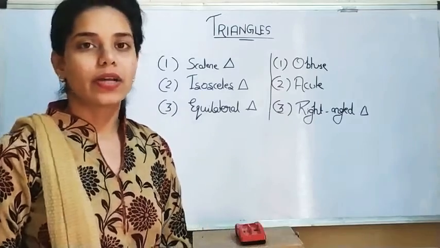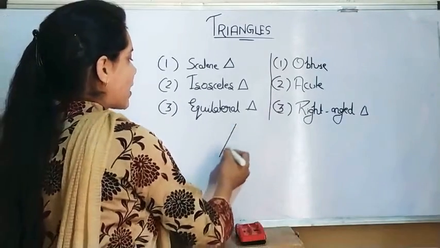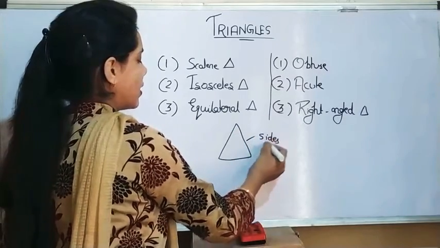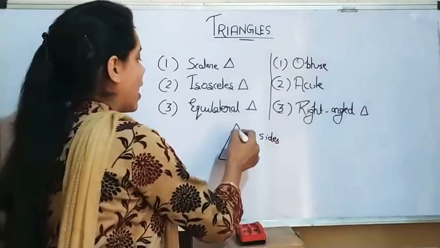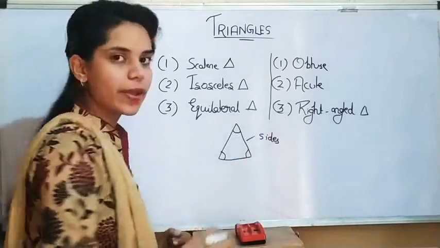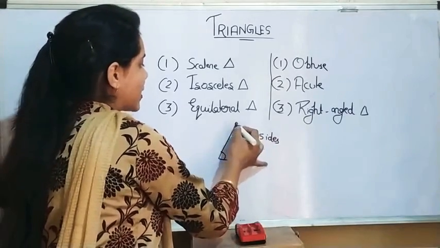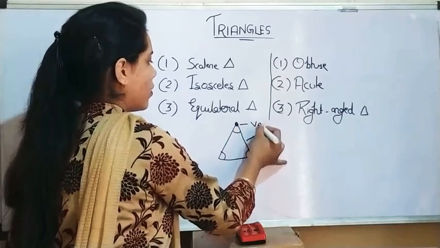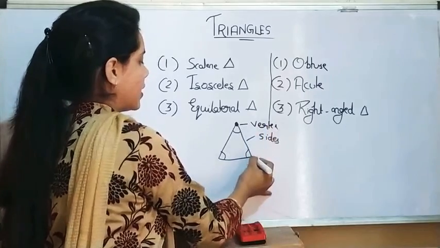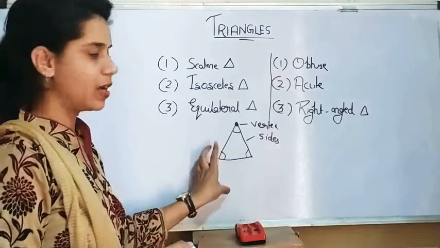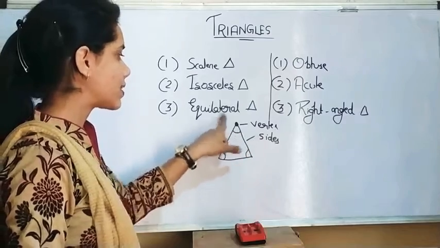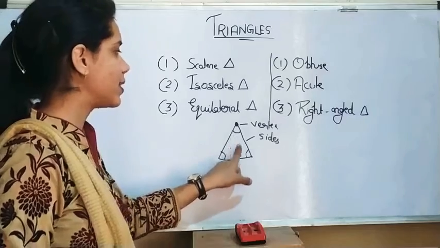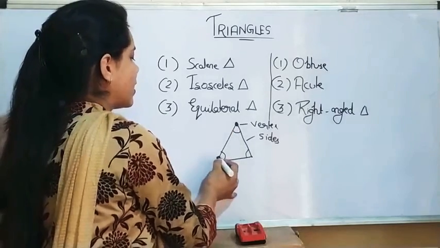Now the elements of the triangles are sides. The line segments are known as sides, and these are angles. The point where two line segments meet is a corner of this figure, and these are called vertices. So these are sides, angles, and vertices. There are three sides, three angles, and three vertices in any triangle.